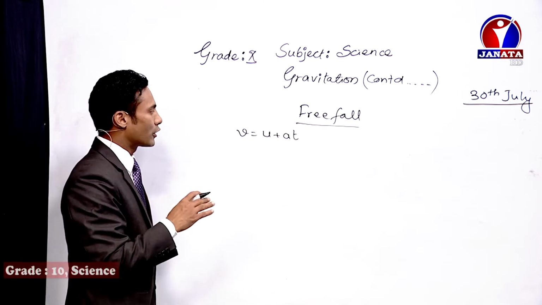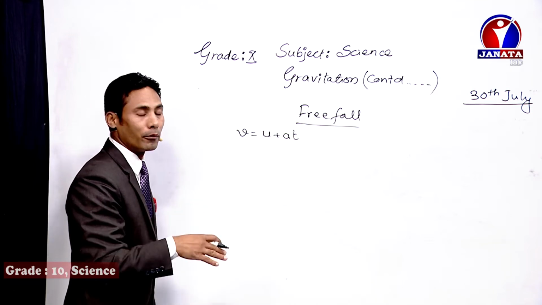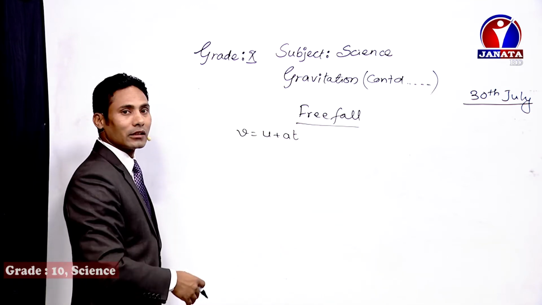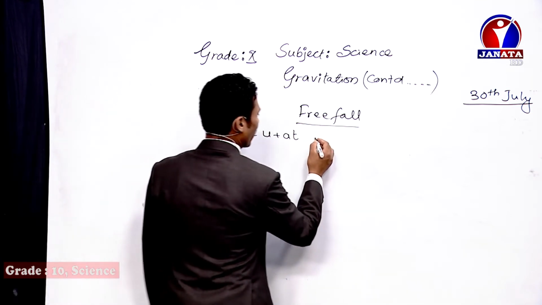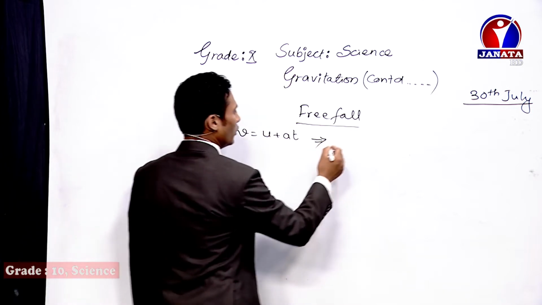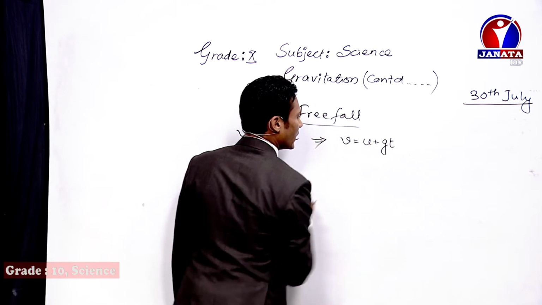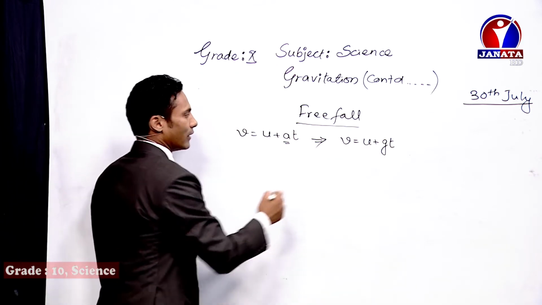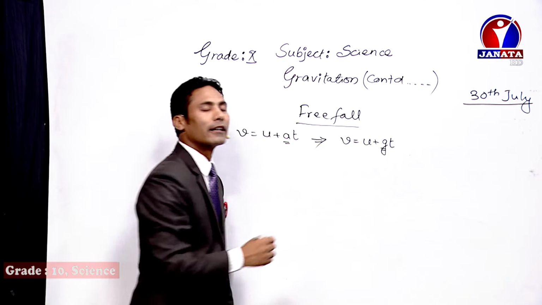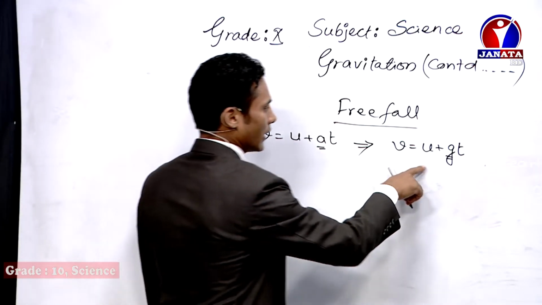These are the equations of motion in linear form, and this is for the object falling freely, vertically. That's why this equation is modified to v equals u plus gt. Here a is acceleration, and this one is the acceleration due to gravity, right? So this one is the equation.